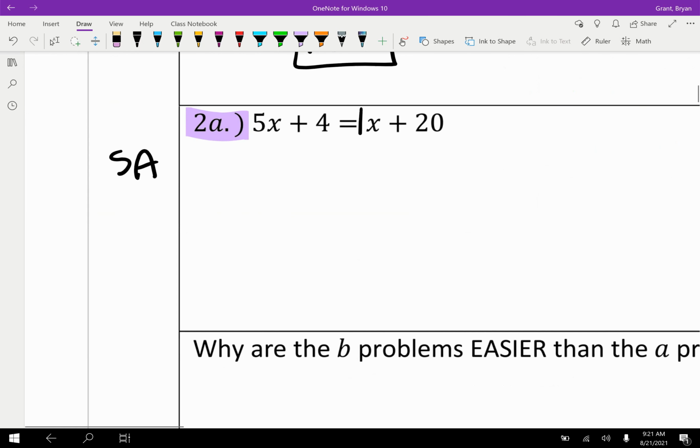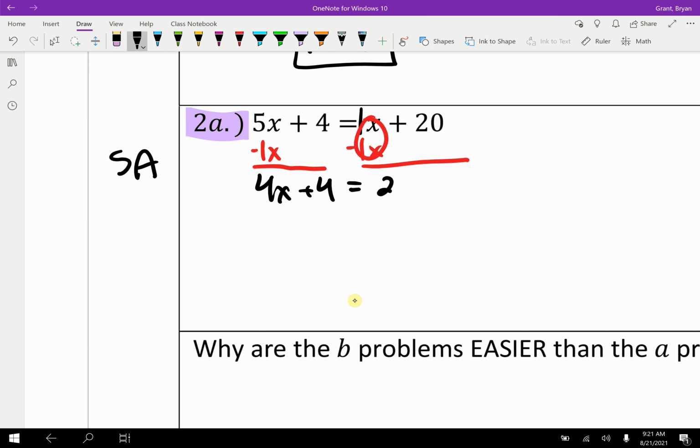They will all get you the right answer. My personal preference, as I mentioned last time, is I always like to subtract the x's first, and in particular, I like to subtract the x that keeps all my x's positive. So I think subtracting 1x from each side will keep all of my x's positive. So that gives us 4x plus 4 equals 20.